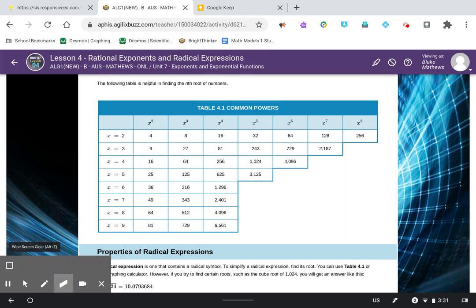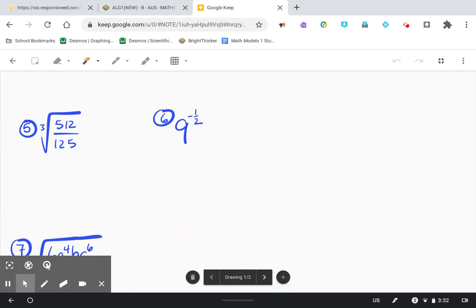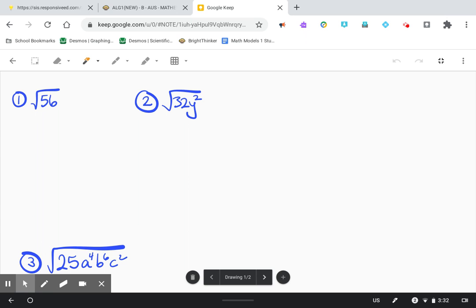So basically what we're going to be doing is I'm going to go through with some examples and show you what it means to simplify a radical expression. Okay, so I'm going to jump over here. I have some examples that I've already made, and I'm going to talk you through what you're looking to do.